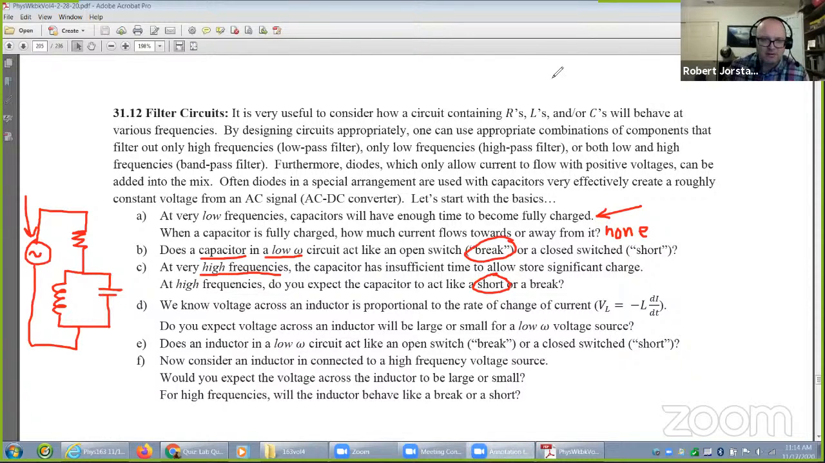So let's undo that one there. Okay, so next, let's look at the inductor now. We're talking about an inductor. It relates to the rate of change of current. So it relates to the rate of change. If you're at low omega, it's not changing very fast. Would we expect the inductor to have a large or a small voltage?